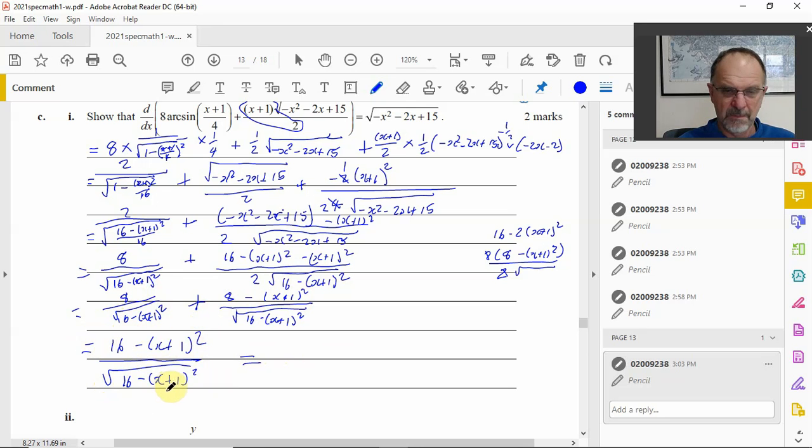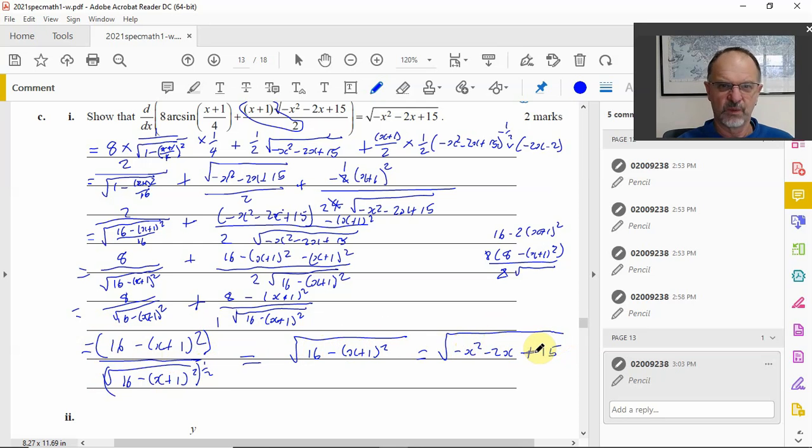So if we use our index laws, this is to the power of 1 and this is to the power of a half. Dividing, 1 minus a half is a half, and so that's the square root of 16 minus (x plus 1) squared, which of course is the square root of minus x squared minus 2x plus 15, which is what we've been asked to show.